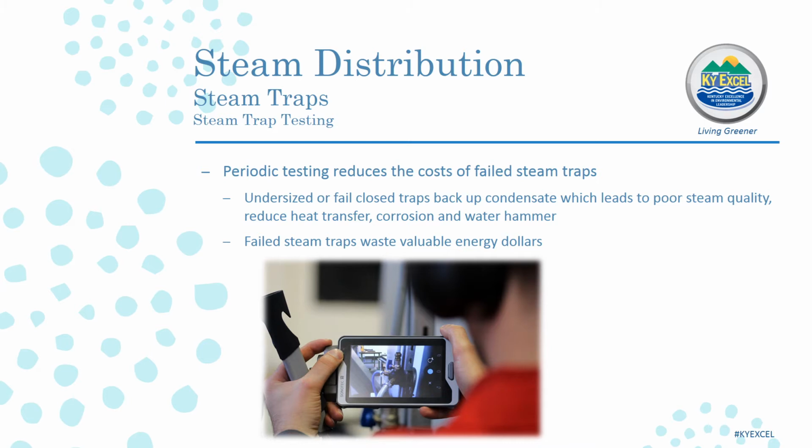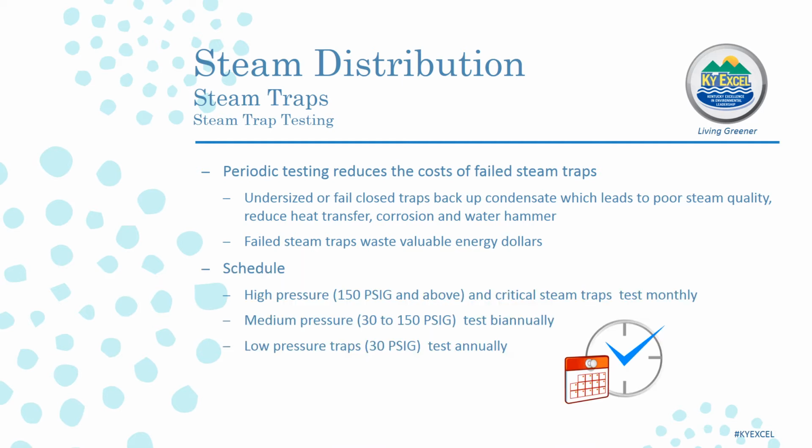Steam traps are important because they maintain steam distribution by removing condensate. Properly sized and properly operating steam traps maximize the efficiency of heat transfer equipment. Undersized or failed closed traps back up condensate, which leads to poor steam quality, reduced heat transfer, corrosion, and water hammer. Failed steam traps waste valuable energy dollars.